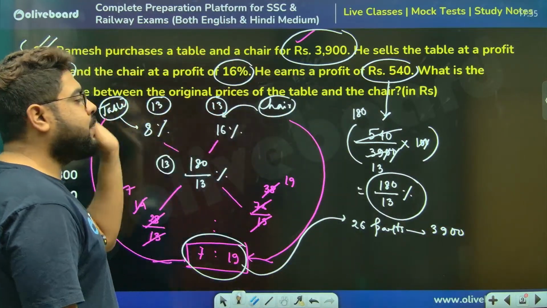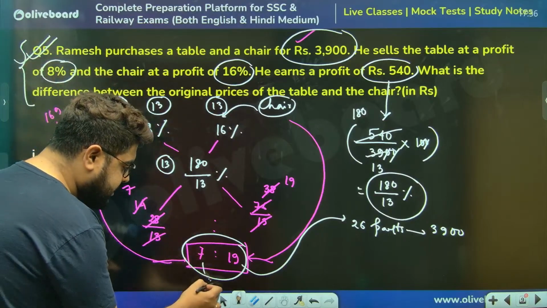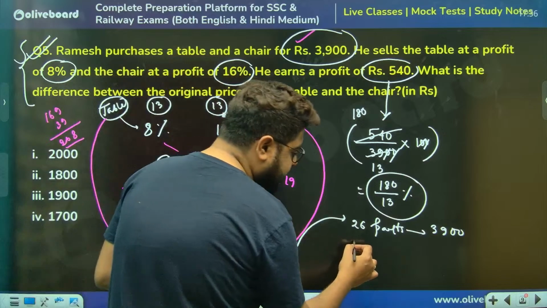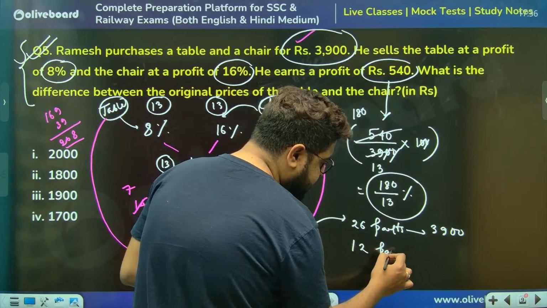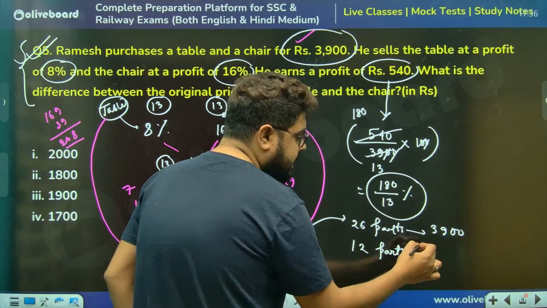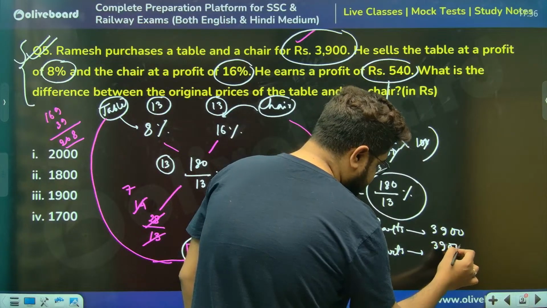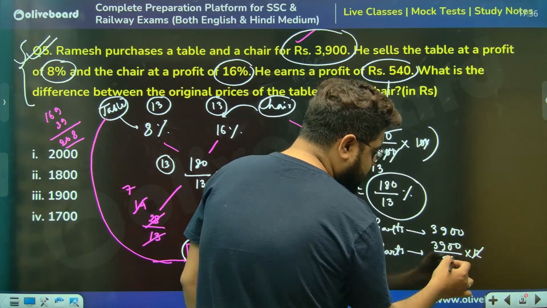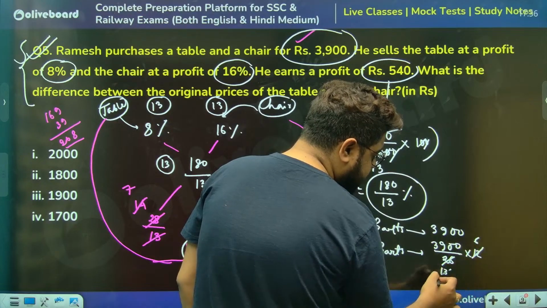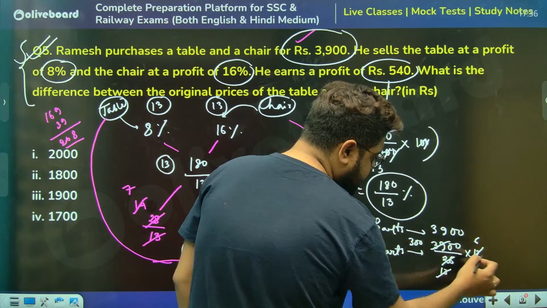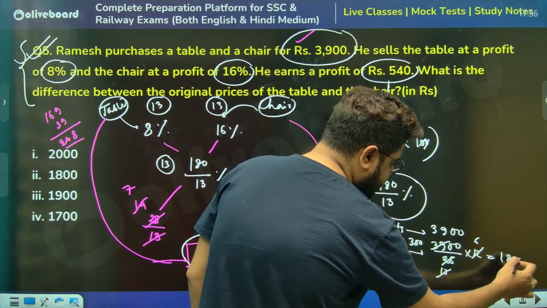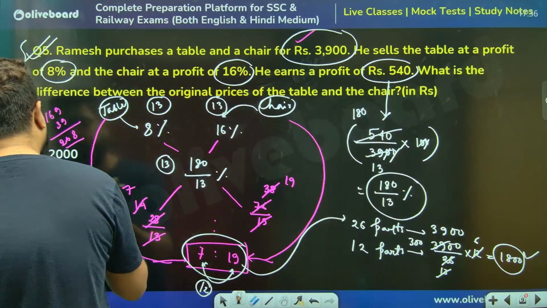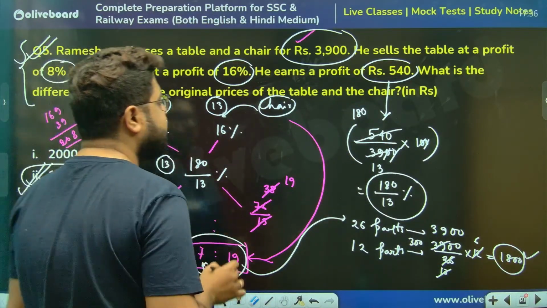The difference between the prices of the chair means the value of 12 parts. They're asking us the value of 12 parts. That will be how much, sir? 3900 divided by 26 into 12. So 2, this is 13, this is 6. 13 3s are 300. So 1800 rupees is your answer, sir. Option number 2 is your answer.